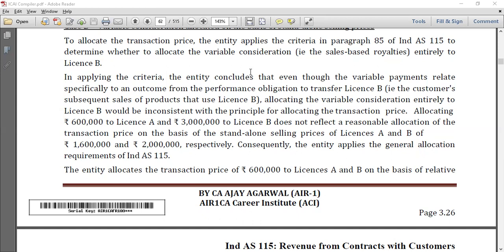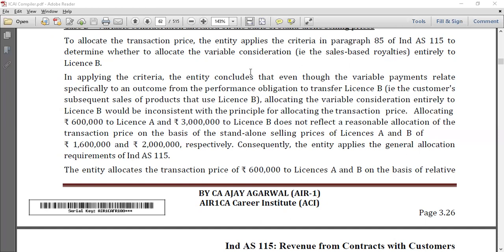In applying that criteria, the entity concludes that even though the variable payments relate specifically to the outcome from a performance obligation to transfer license B, that is, the customer's subsequent sales of products that use license B, allocating this variable consideration entirely to license B would be inconsistent with the principle for allocating the transaction price. So allocating 6 lakhs to license A and 30 lakhs to license B does not reflect a reasonable allocation of the transaction price, because the standalone selling price of license A is 16 lakhs and license B is 20 lakhs.